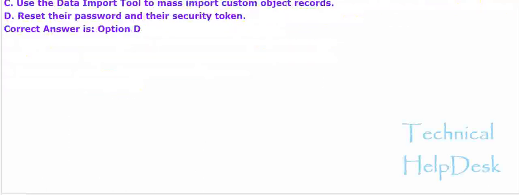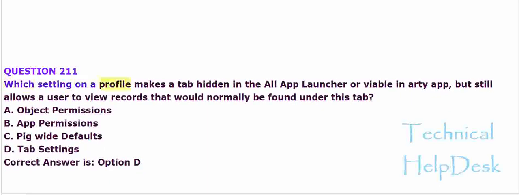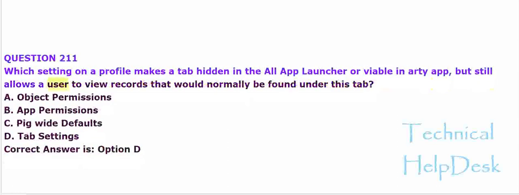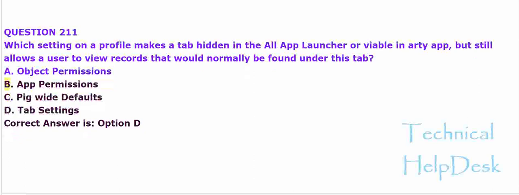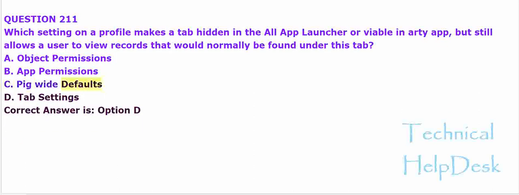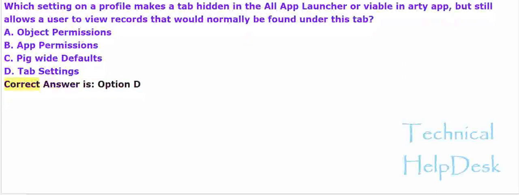Question 211. Which setting on a profile makes a tab hidden in the App Launcher or visible in the app, but still allows a user to view records that would normally be found under this tab? A. Object permissions. B. App permissions. C. Org-wide defaults. D. Tab settings. Correct answer is option D.